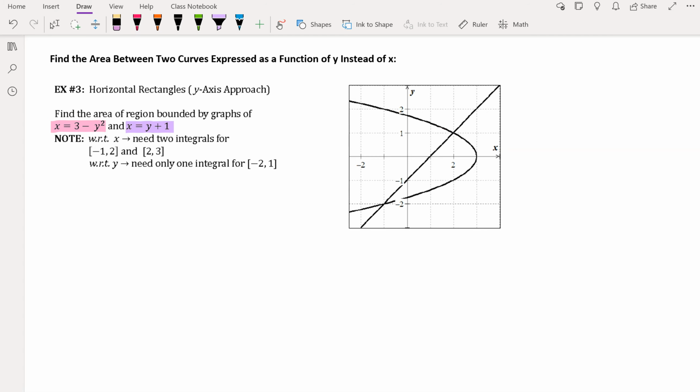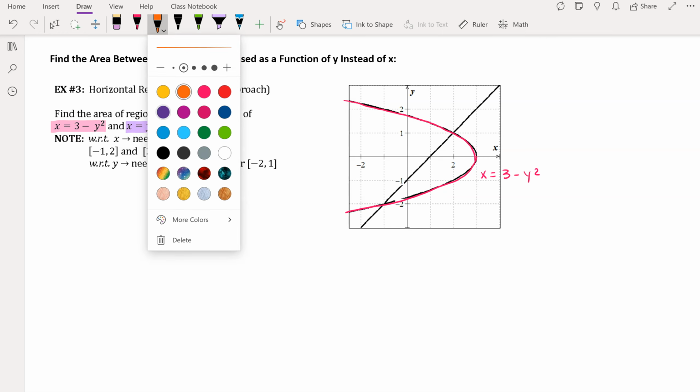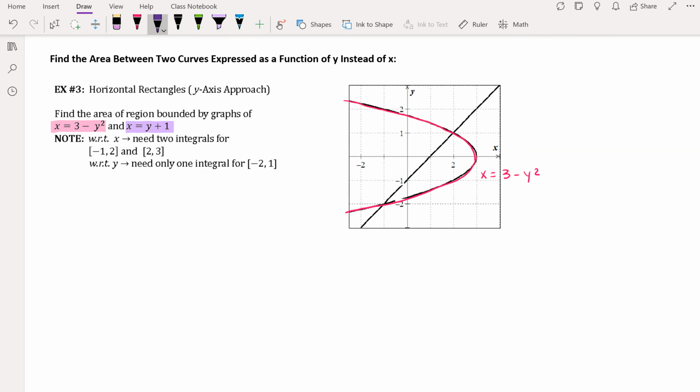This one's your pink function. That's like the quadratic function, x equals 3 minus y squared. And then the other one is your purple function. All right, go ahead and take a minute to draw these two graphs and also shade the area bounded by those two curves.